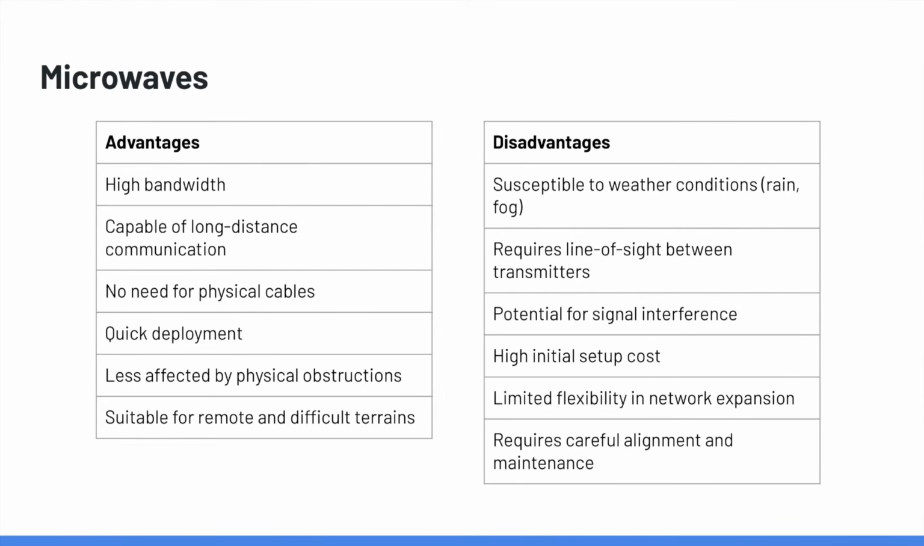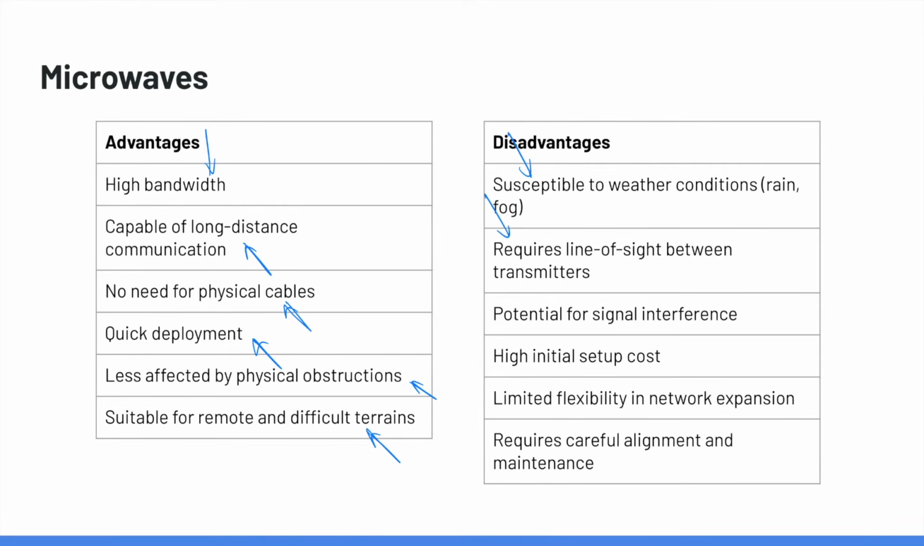Now, microwaves have a number of advantages. They are high bandwidth. They're capable of long distance communication. We don't need physical cables. They can be deployed quite quickly. They're less affected by physical obstructions than, let's say, Wi-Fi. But they're also suitable for remote and difficult terrain. But they're susceptible to weather conditions like rain and fog.